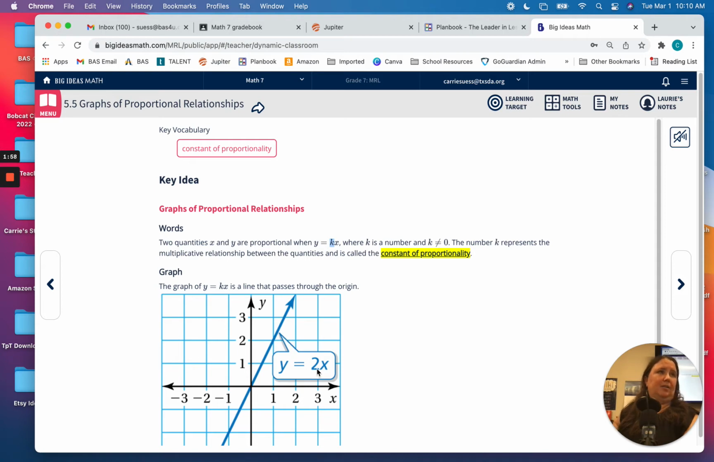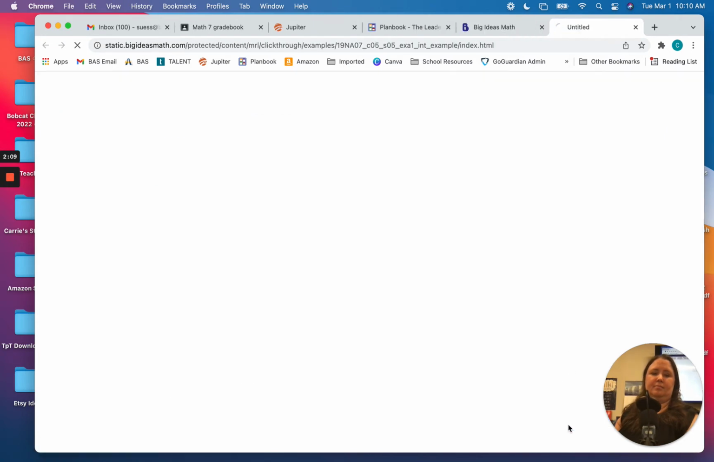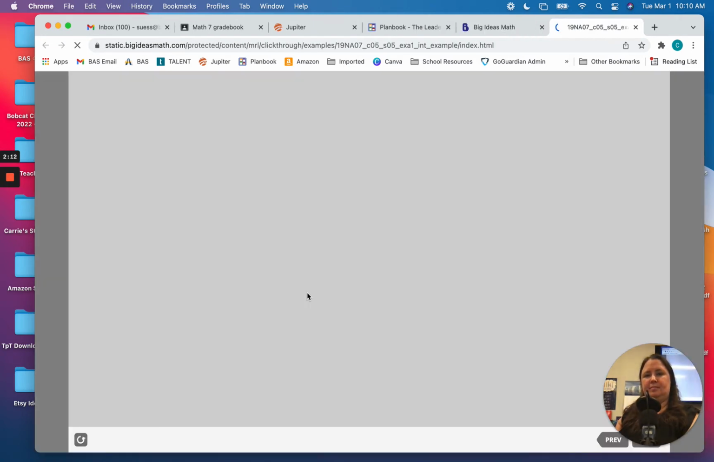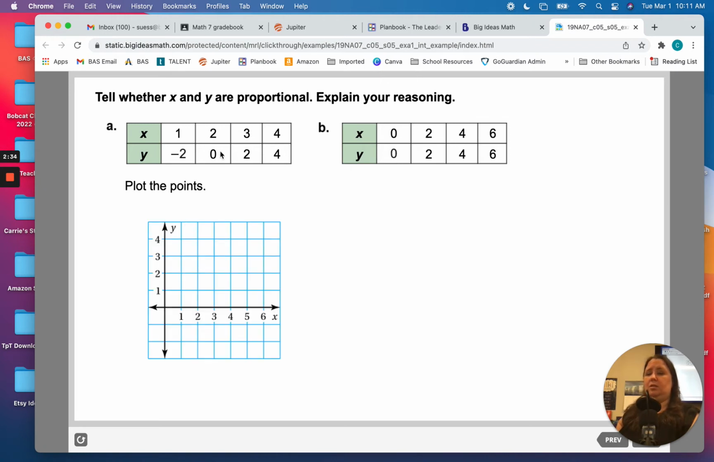Okay? 8th grade should recognize this. This is the beginning of how to learn about how to find the slope. Yeah, I remember that. Let's go do the example. Put this in your journals. So we're going to tell whether x and y are proportional and explain our reasoning. They've given you a table. We need to look at this table and find the constant of proportionality to determine whether this is proportional. So the first thing you're going to do is plot the 4 points.